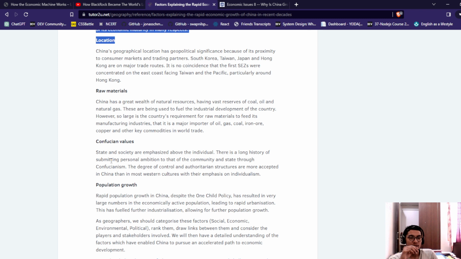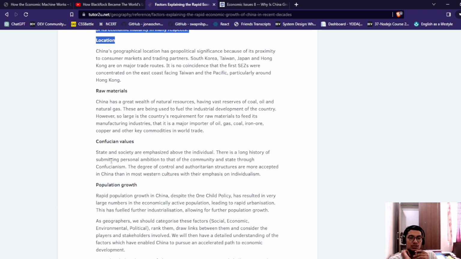Confucian values: state and society are emphasized above the individual. There is a long history of submitting personal ambition to the community and state through Confucianism. The degree of control and authoritarian structure are more accepted in China than in most Western cultures, with their emphasis on the individual.